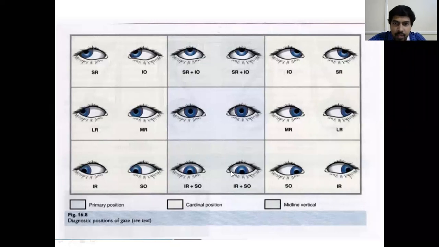Now you may have a doubt: why are elevation and depression not taken as cardinal gazes? Because, as I told you already, the recti muscles cause 60% of elevation and the oblique muscles cause 40% of elevation. In elevation, superior rectus and inferior oblique act together, so we can't say which muscle is paralyzed. If the eye is not elevating, we don't know whether the superior rectus or the inferior oblique is paralyzed.